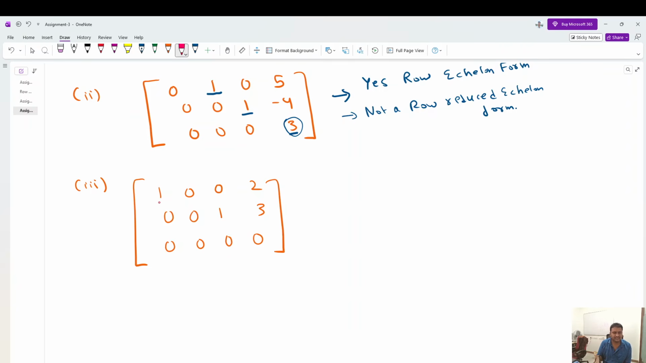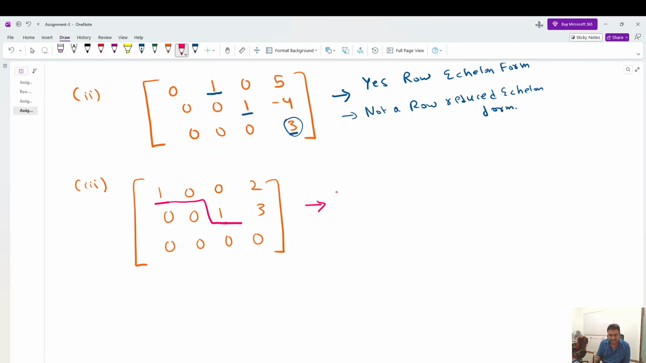Again, let's go to the first row, first non-zero entry. It's 1 and everything below and above is 0. Let's go to the second row. It's here. It's 1 and everything above and below is 0, right? Let's go to the third row. There are no non-zero entries, right? So you are done. That's what you want, right? It's a staircase like this.